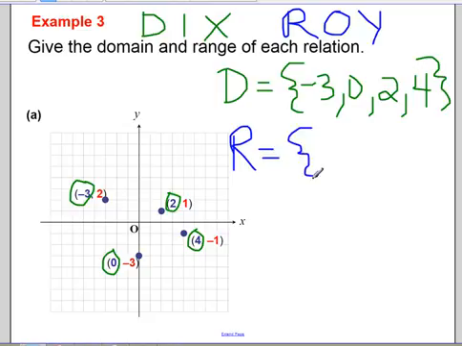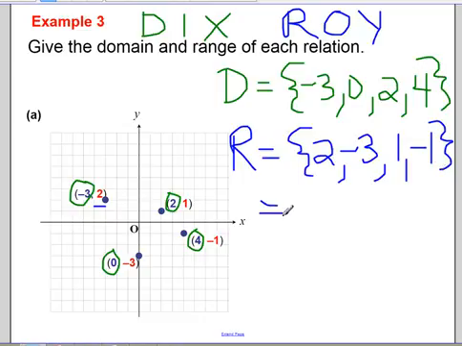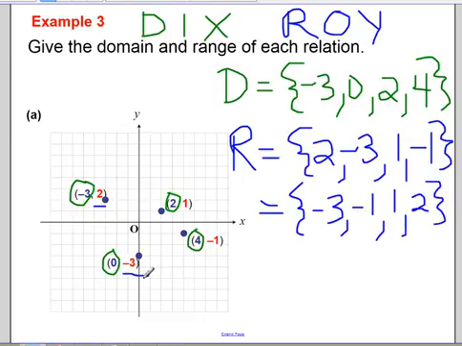So it looks like we have the range here of 2, -3, 1, and -1. Now you may need to put these values in order as they appear on a number line. So it is possible to write this as -3, -1, 1, and 2. Essentially going from the lowest y value up to the highest y value. Is this a function? We say yes, this is a function, because there are no repeated x values that give you different y values.